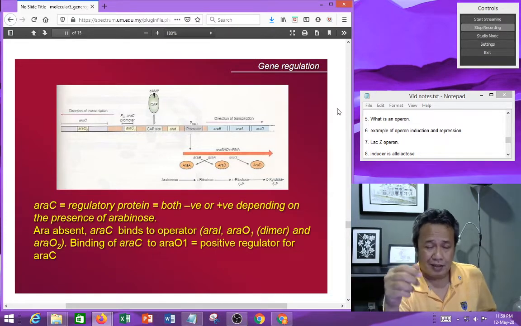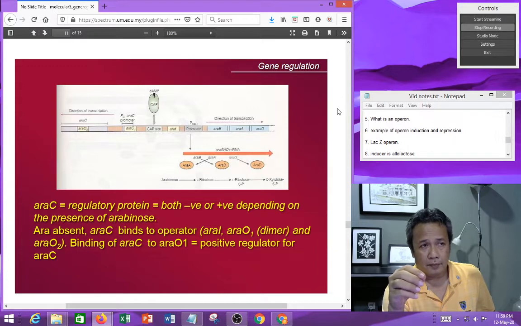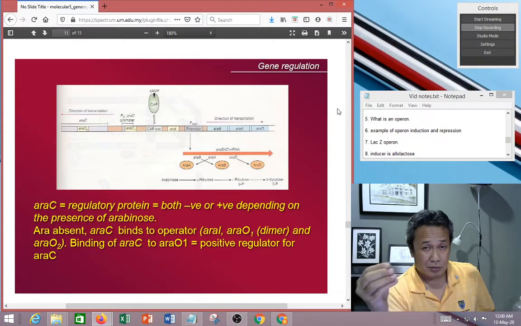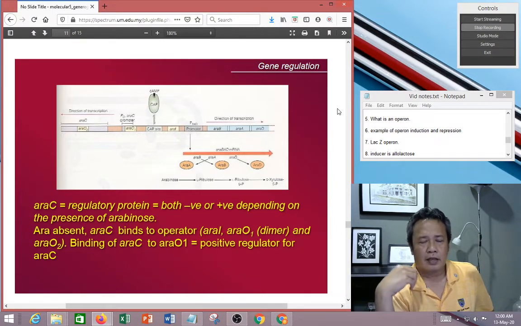But at the same time, it is also governed by a mechanism that allows it to shut off when glucose is present, and that is called catabolite repression. In the tryptophan operon, there's also a repressive system. The tryptophan operon is a repressible system. That means it is on and it will switch off when it's not needed.